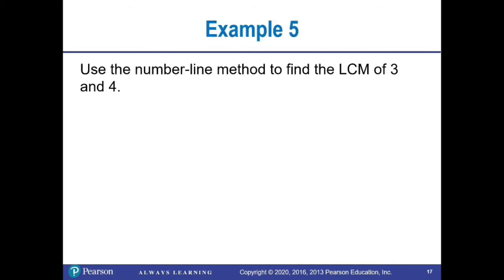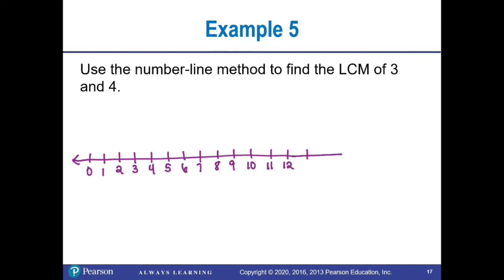So let's use the number line method to find the LCM of 3 and 4. I'm going to draw my number line and I'm going to count up to say about 15 on my number line. Then I'm going to take a jump of 3 above my number line and a jump of 4 below. Notice that my arrows do not land at the same place. So I'll take another jump of 3 and another jump of 4. Notice I still don't land in the same place. So take another jump of 3, another jump of 4. I'm still not in the same place.